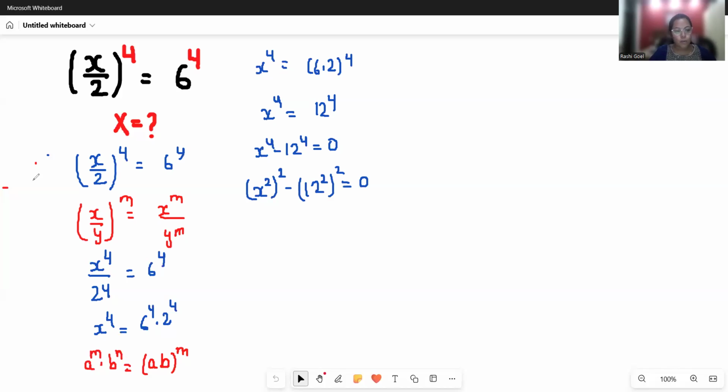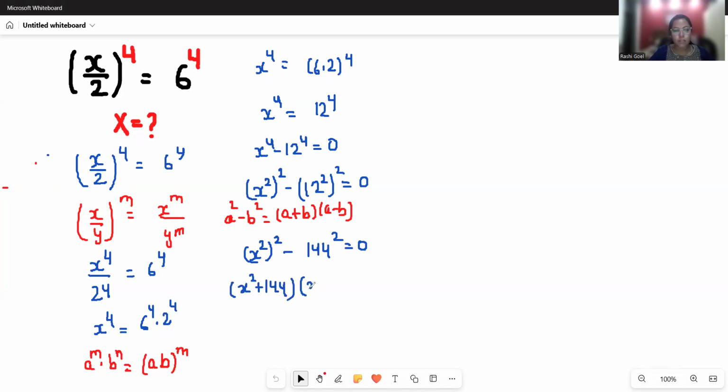Now I am going to use the identity, that is a^2 minus b^2, which equals (a plus b) times (a minus b). So it's (x^2)^2 minus (144)^2 equals 0. So this becomes (x^2 plus 144) times (x^2 minus 144) equals 0.